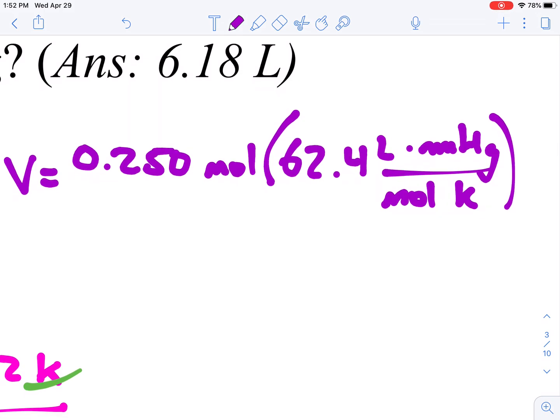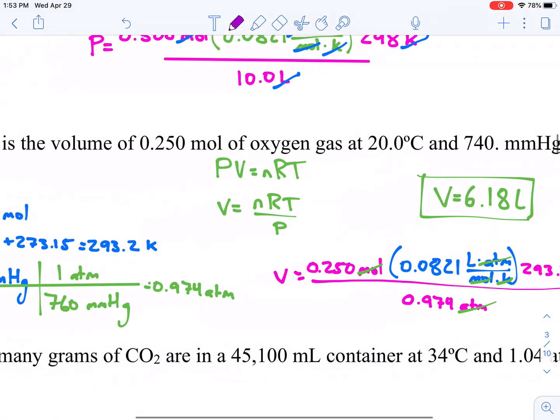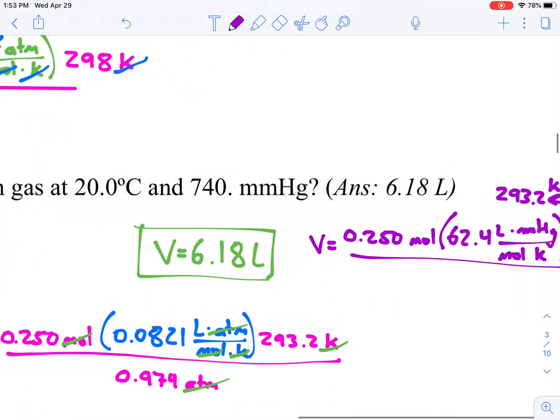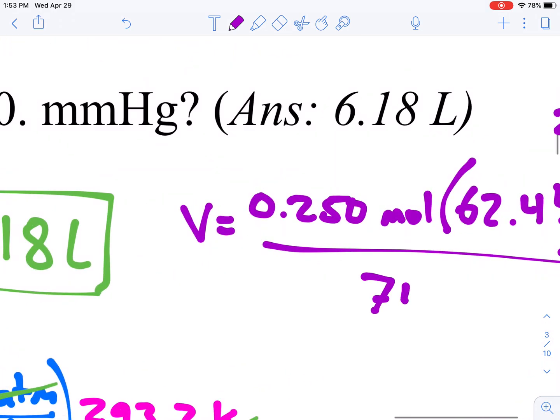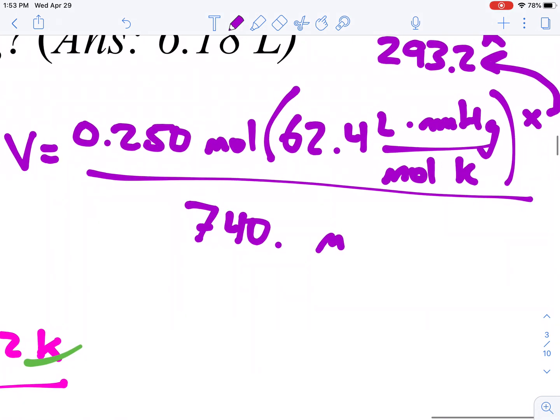And then this is multiplied by, I've run out of room, I apologize. So this is multiplied by the temperature, which we said was 293.2 K. My apologies for the sloppiness here. And then we are putting that all over the pressure, but in this case, the pressure doesn't have to change. So we can use our 740 mmHg that was given in the problem, right? So this was 740 mmHg. And so if you do that, you can do the math.